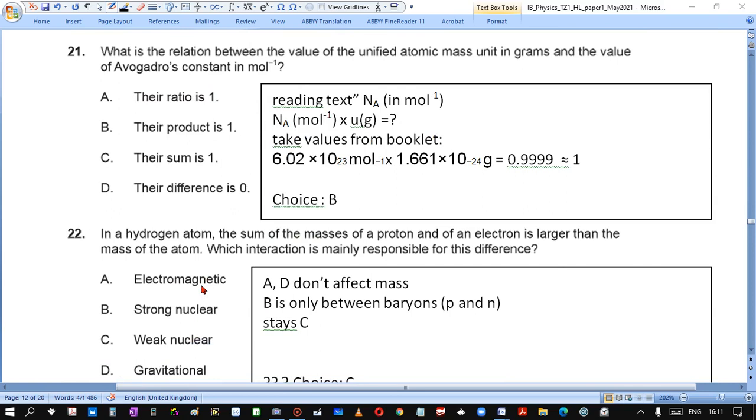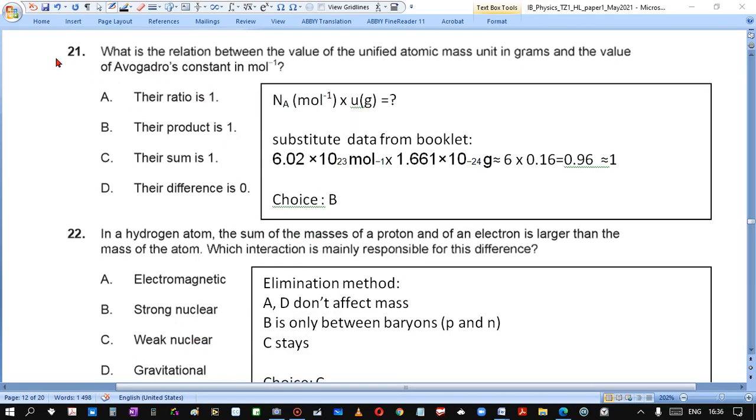Now we go to question 20. Question 21. What is the relation between the value of unified atomic mass unit in grams and the value of Avogadro's constant in mole minus 1? So we take values of Avogadro number and unified atomic mass unit from the data booklet, make it grams for the mass, and we round values to 2 significant figures, and we get about 0.96, so around 1. Choice B. So the product is around 1.